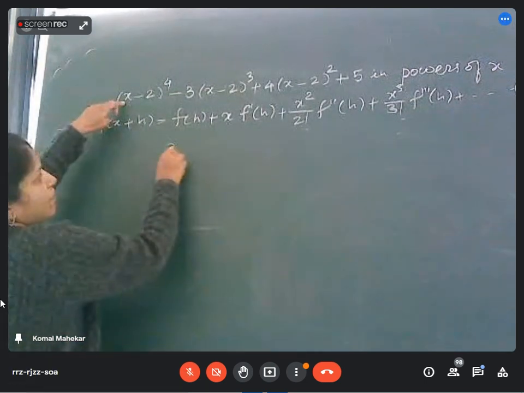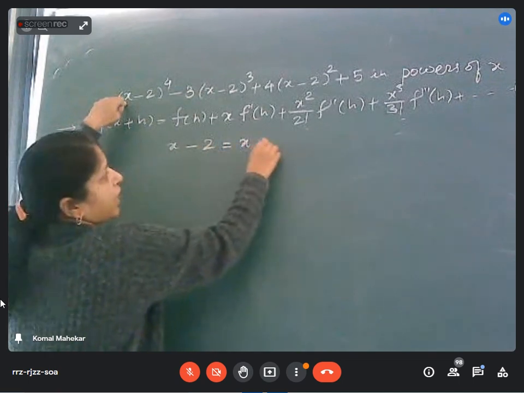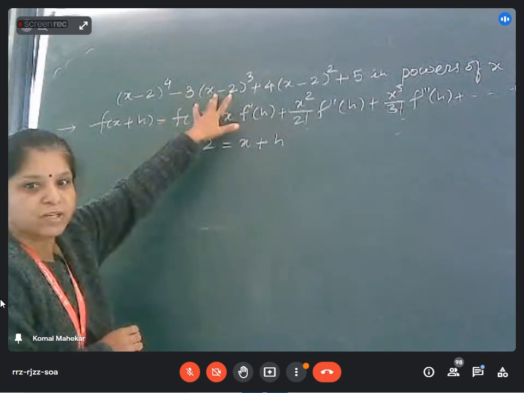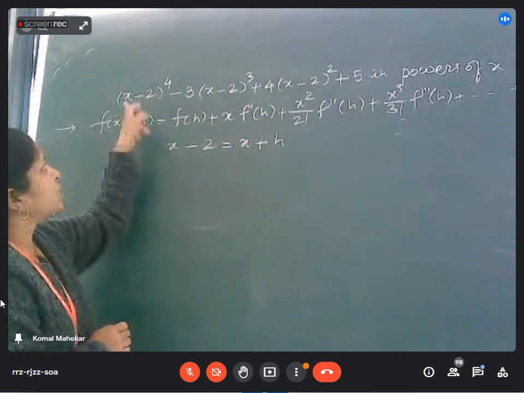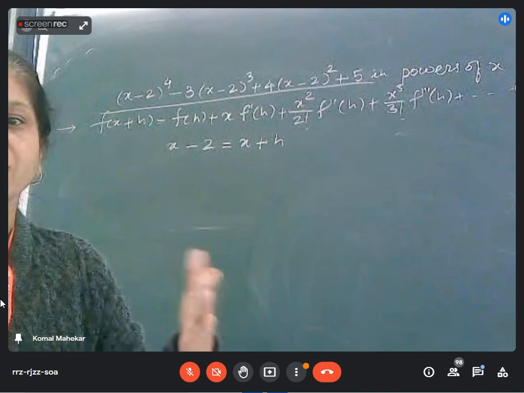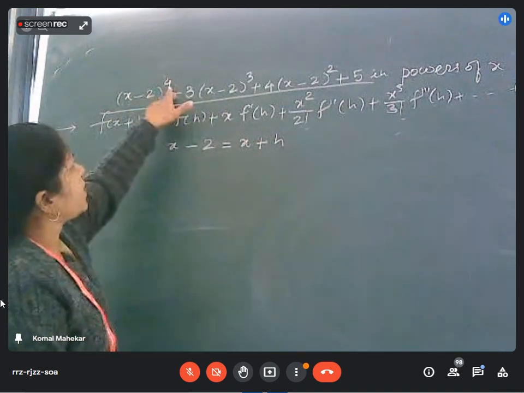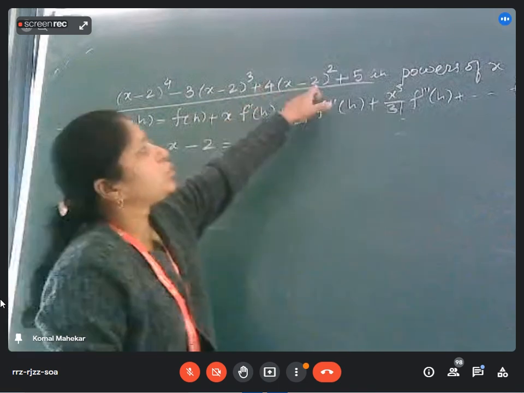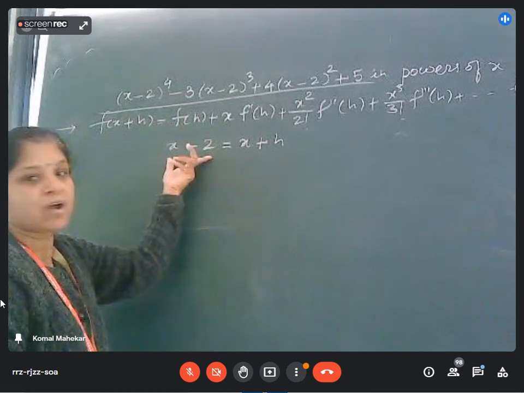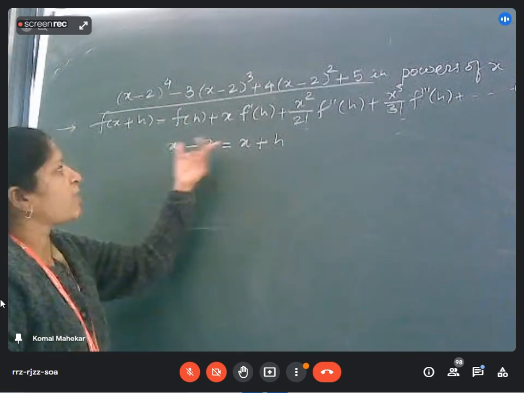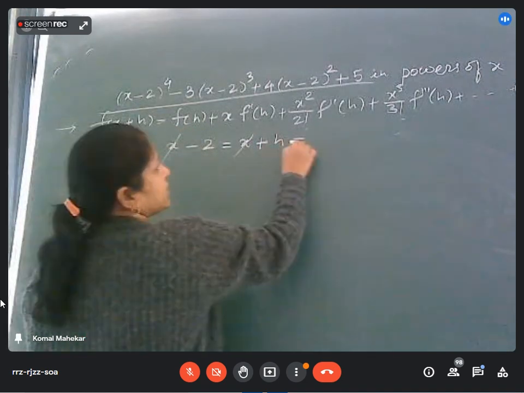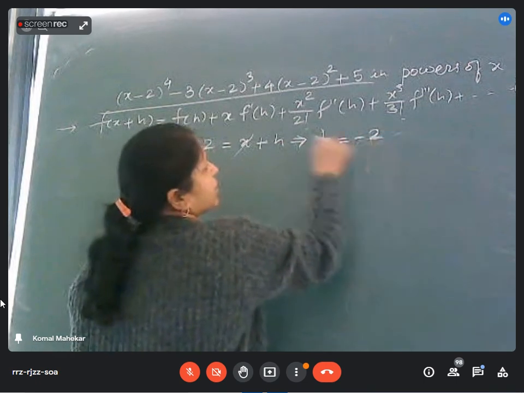So here compare this x minus 2 with x plus h. This is the given function of x minus 2. The given expansion is the expansion of the function in power of x minus 2. See here, the power of x minus 2 is 4, this is 3, this is 2. Okay. So the given expansion of the function is in power of x minus 2. So we will compare this x minus 2 with x plus h. Here x gets cancelled, and we get the value of h as minus 2.